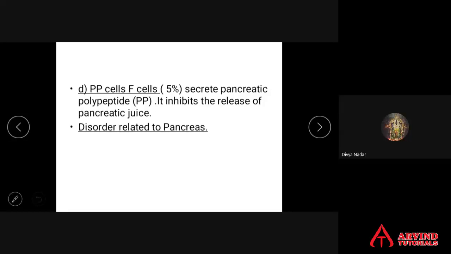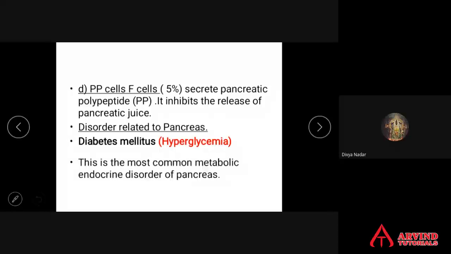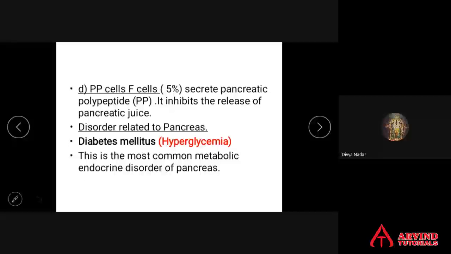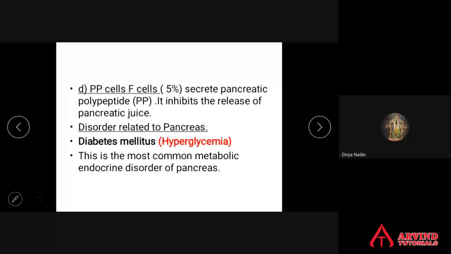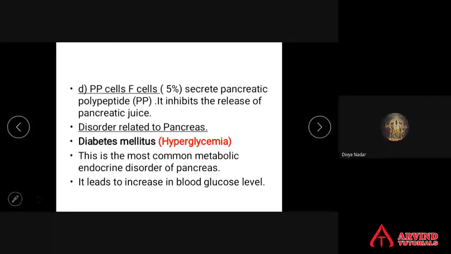Disorders related to the pancreas. One is called diabetes mellitus. It is also called hyperglycemia. This is the most common metabolic endocrine disorder of the pancreas. Generally, the majority of the population of India suffers from this disorder. It leads to an increase in blood glucose level.